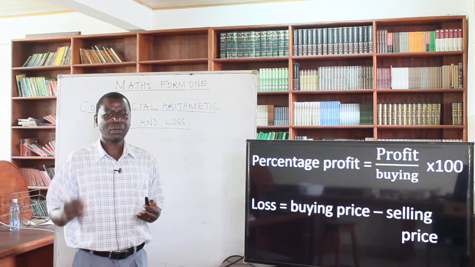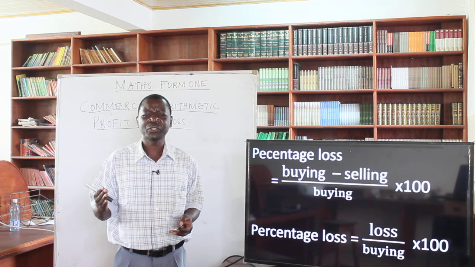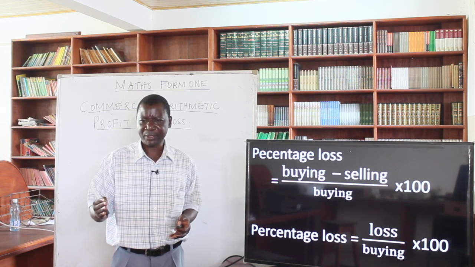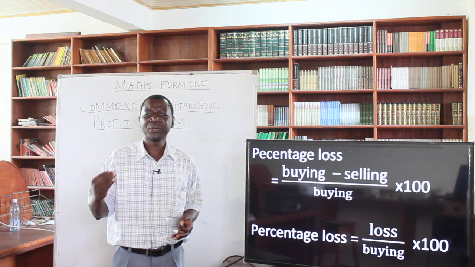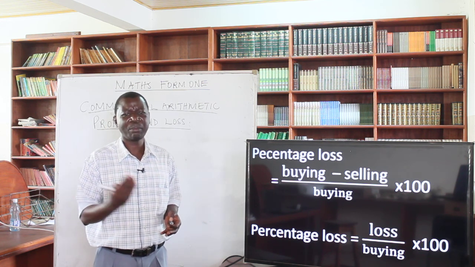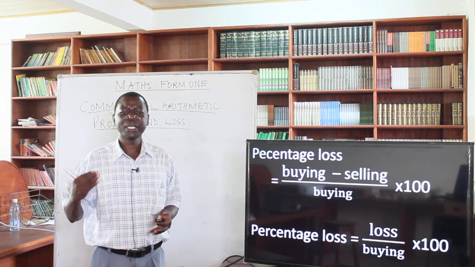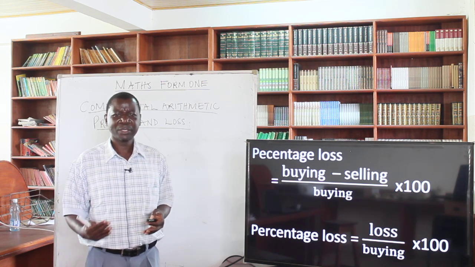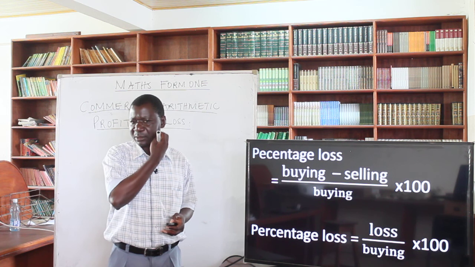If we talk about a percentage loss, the percentage loss will be the buying price minus the selling price, then we divide by the buying price, the price that we use to buy the commodity. Then we multiply that by 100. In other words, the percentage loss is the loss divided by the buying price, multiplied by 100.